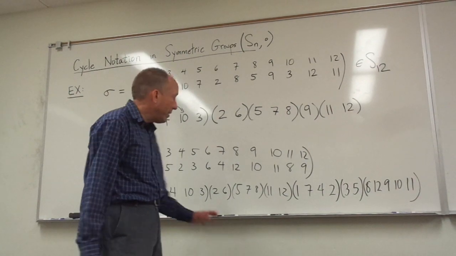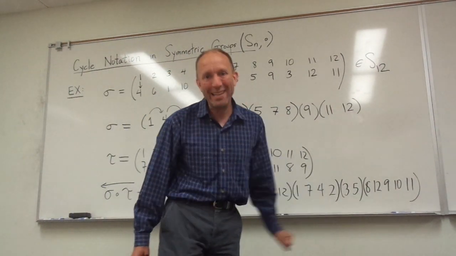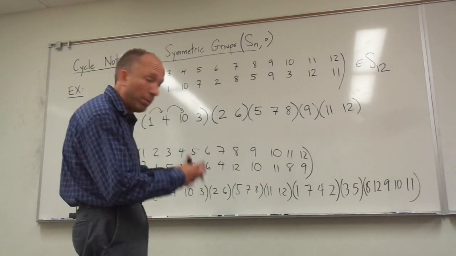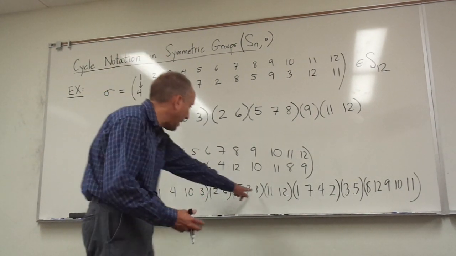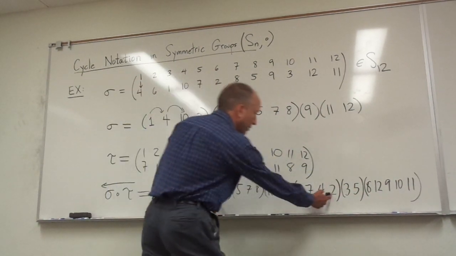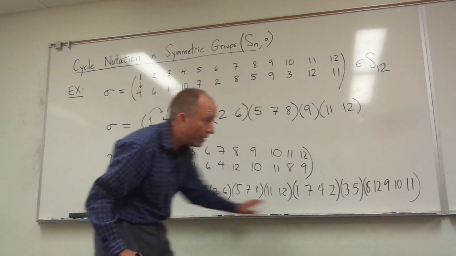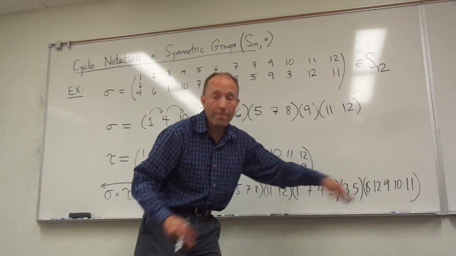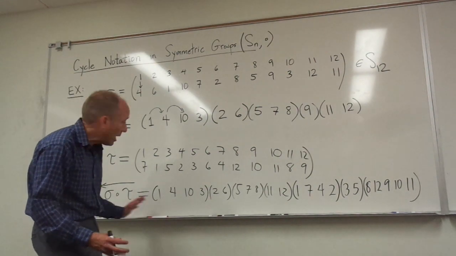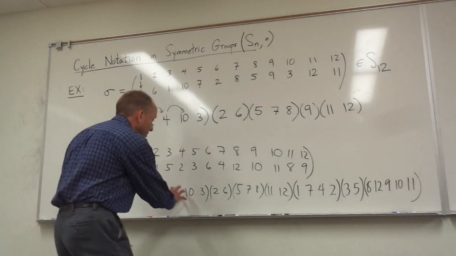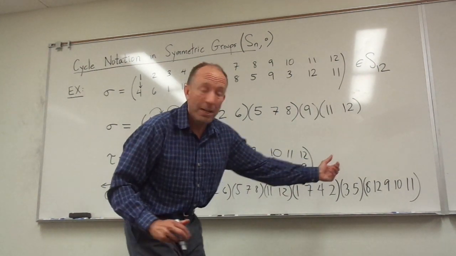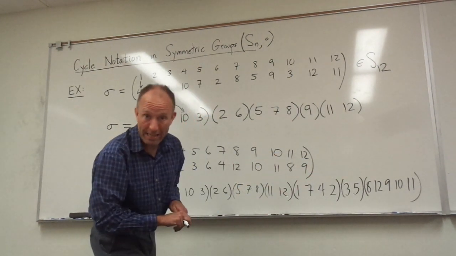Now, this is not simplified yet. And that's because I see the same numbers in more than one cycle. There's an 8 right there and right there, right? There's a 2 right here and right here. So this is not a simplified expression. And for example, if I wanted to know the order of sigma tau, I would not be allowed to just take the LCM of these cycle lengths, because this has not been simplified yet.